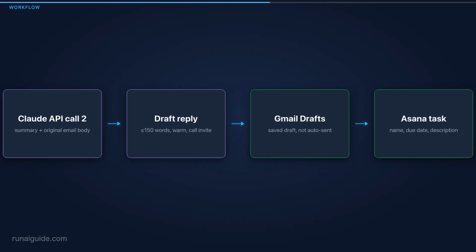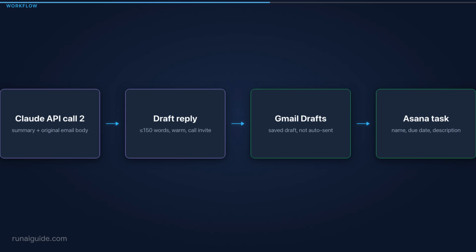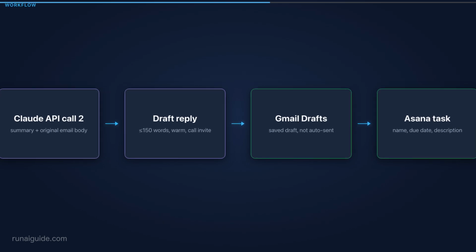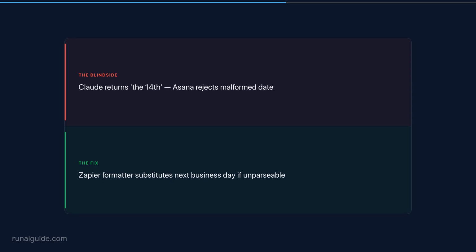That draft routes to Gmail drafts, not the send queue. Asana then gets a new task: name from the email subject, due date from the extracted deadline, description from Claude's bullet summary. Here's the moment this blindsides you.